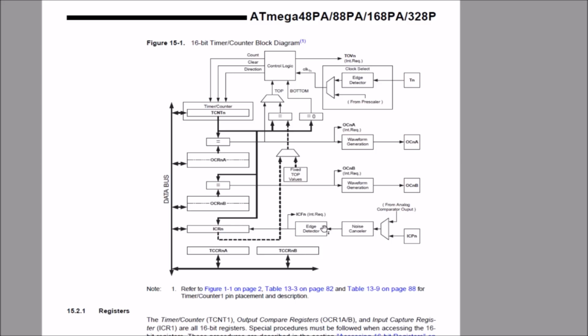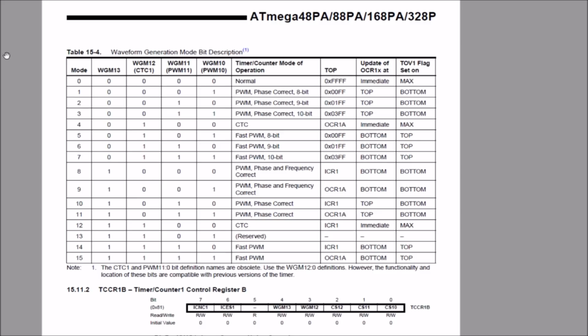There are lots of modes. Here are the modes. There are 16 of them. I think I settled on phase correct using ICR1 as the top value. This means I don't have that little spike glitch. I can also get complementary waveforms with non-overlapping, and I'll show that in a moment, and also vary the frequency with this mode. So this is the mode that I ended up going for.